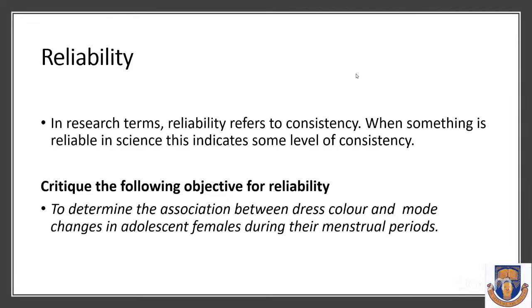This research objective. And please, if you are there, raise your hand and answer with me what you think is the problem of reliability. This individual researcher wants to determine the association between dress codes and mood changes in adolescent females during menstrual periods. This is very specific. It is not looking for everything.